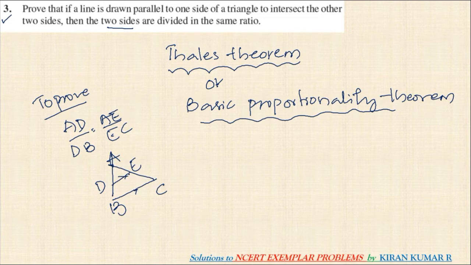What we had done is, we had joined this BE and DC, and we have taken the altitude for both the triangles. You can refer back to the previous videos. This particular thing has been done. Let's see the next question.